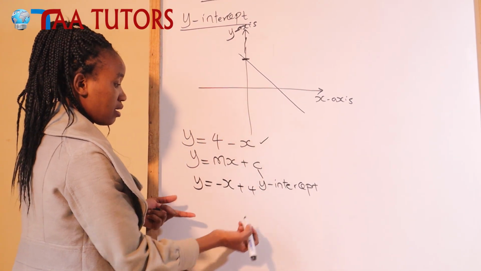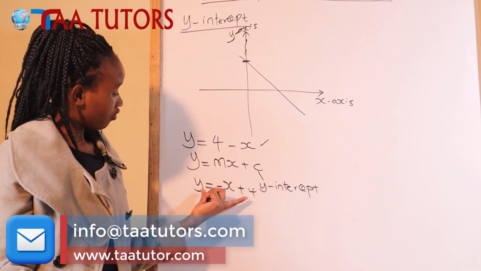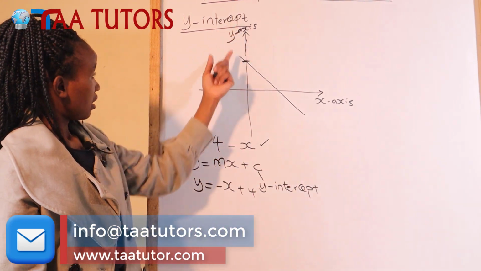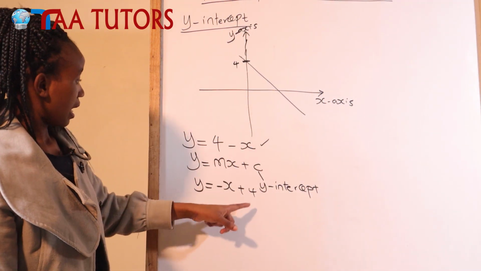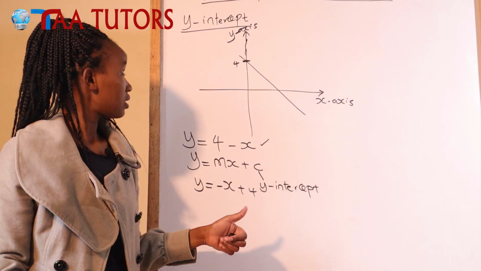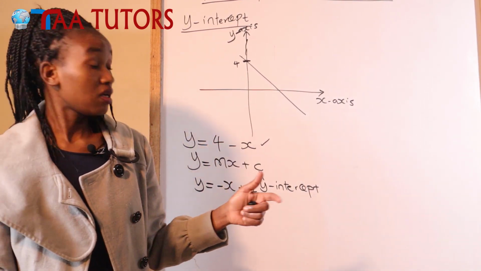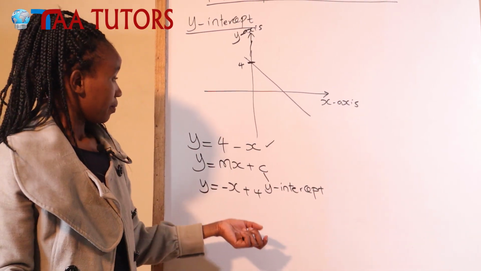So my y-intercept will be 4. It means that my line is cutting the y-axis at 4, let's say here. That is how you find the y-intercept when you're given an equation.